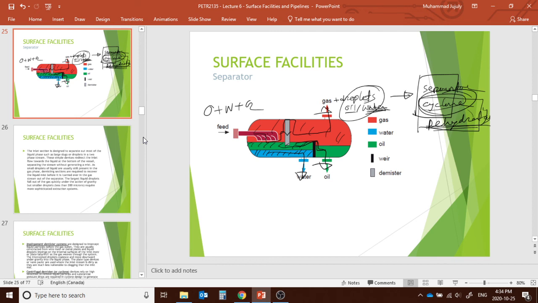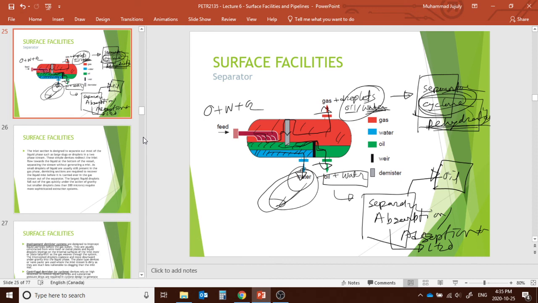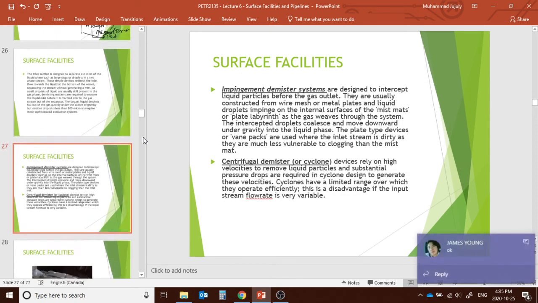Similarly, the oil could have water content in here. So what we do in this case, we send this oil to another separator. And what types of separator do we use? We can use an absorption or adsorption tower. So we send the oil in there, and then the water is removed, and we get the pure crude oil from here. And this water, we just separate and throw it out, or we can use it for other purposes. This is what is explained in here.